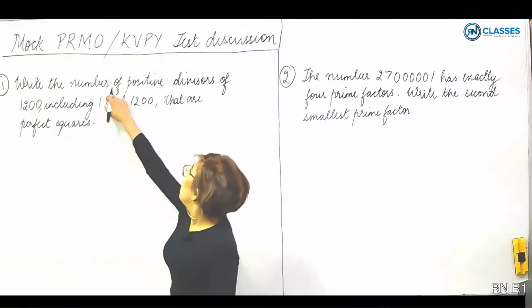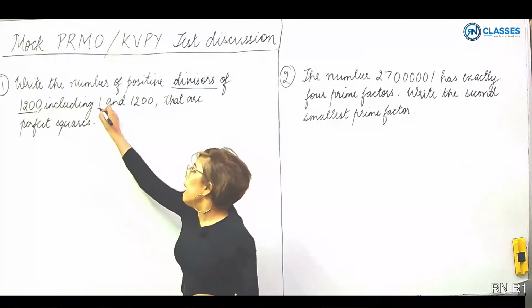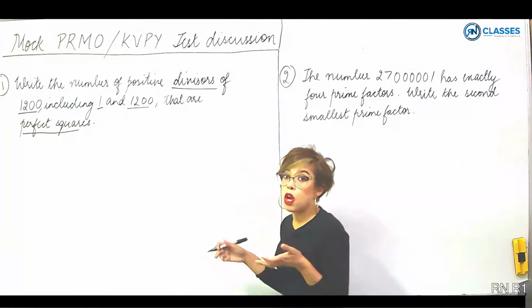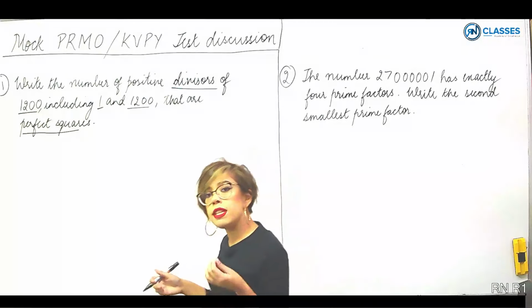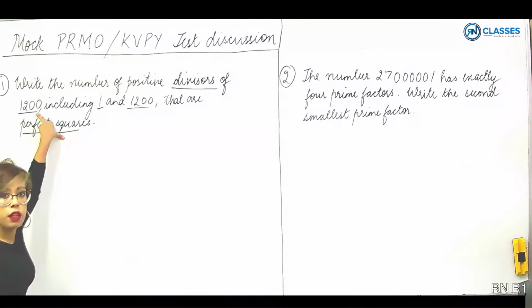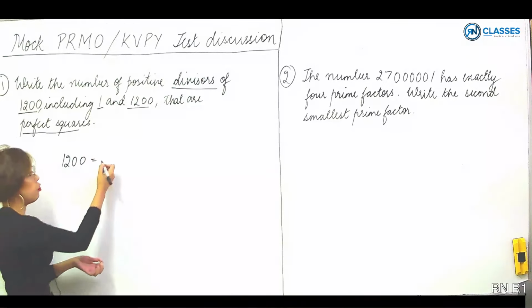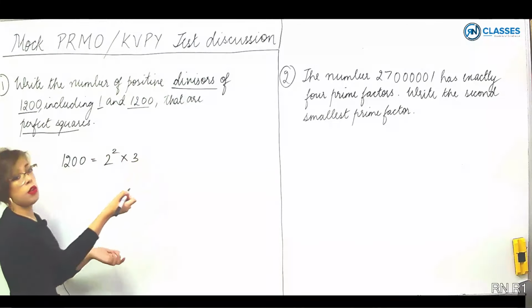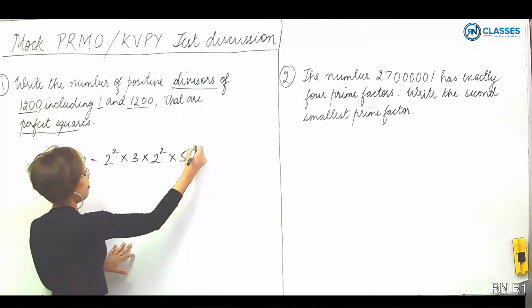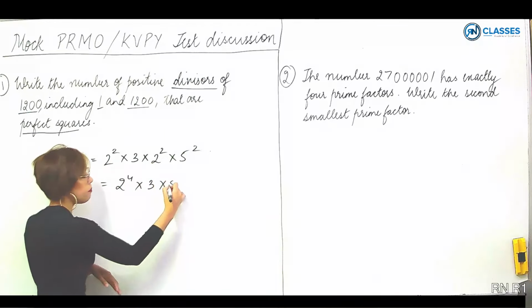Now the first question. Write the number of positive divisors of 1200, including 1 and 1200, that are perfect squares. The divisors which are perfect squares. Now since I need to talk about divisors, maybe I should go to the prime factorization of 1200. 1200 is nothing but 12, which is 2 square into 3, into 100, whose prime factorization would be 2 square into 5 square. So ultimately this becomes 2 raised to the 4 into 3 into 5 square.